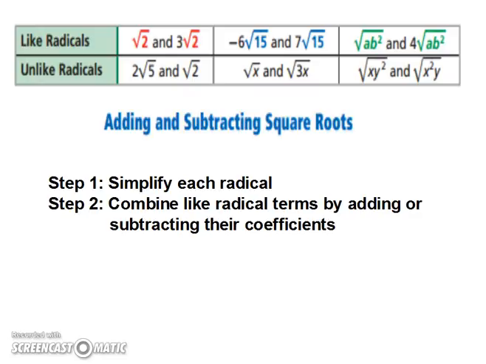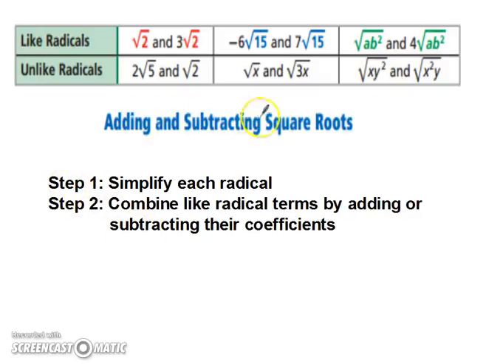Alright, let's look at like radicals and unlike radicals. So like radicals, the same number is going to be underneath. Okay, so your radicand, we use our mathematical terminology here, your radicand is going to be the same. So we have 15 and 15, ab squared and ab squared. Those are like radicals. Your unlike radicals have a different radicand. So like 5 and 2, x and 3x, xy squared and x squared y.